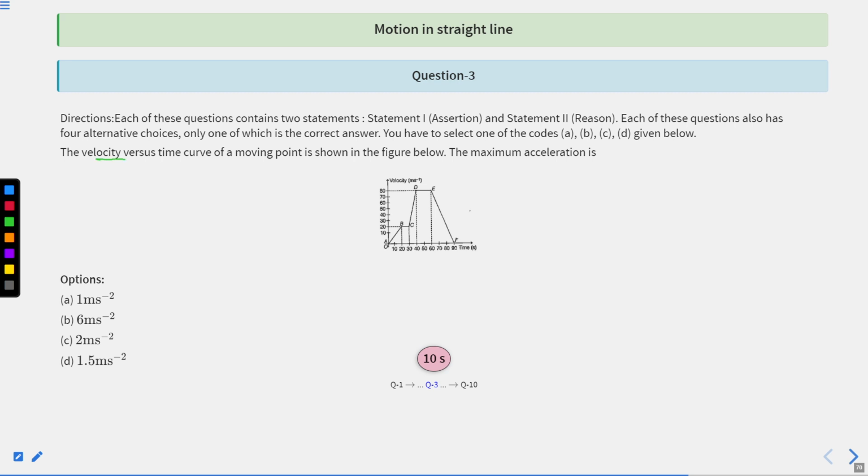The velocity versus time curve of a moving point is shown in the figure below. The question asks about the maximum acceleration from the velocity time curve. Clear? Find out the answer. Which one is correct? 1 meter per second square, 6 meter per second square, 2 meter per second square, or 1.5 meter per second square. Clear? You have 10 seconds to solve this question. After it, we will provide the solution.